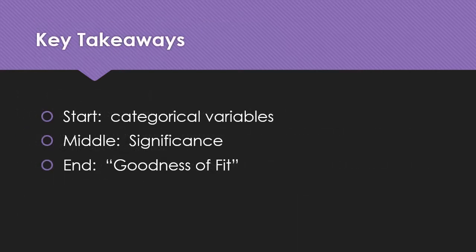So our key takeaways. In chi-squared testing, we start with categorical variables, then we test for relational significance. And where significance is found, we end with the application of Cramer's V for the goodness of fit measure of association between two nominal values.